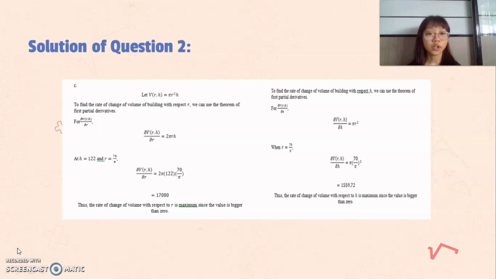To find the rate of change of volume of the building with respect to h, we can use the same method, and we get pi r squared. When r is equal to 70 over pi, we get 1559.72. From this value we can conclude that the rate of change of volume with respect to h is maximum since the value is bigger than 0.